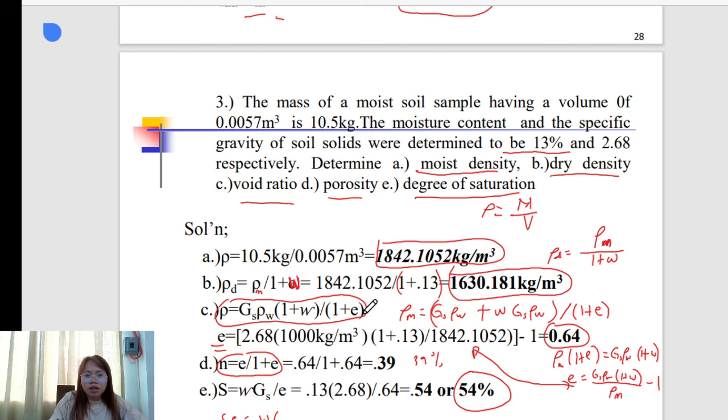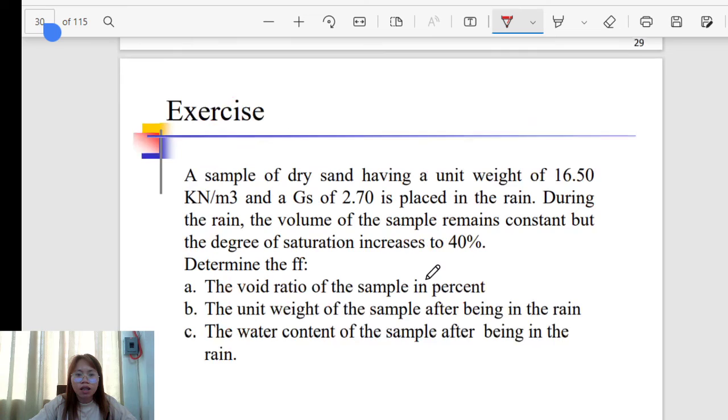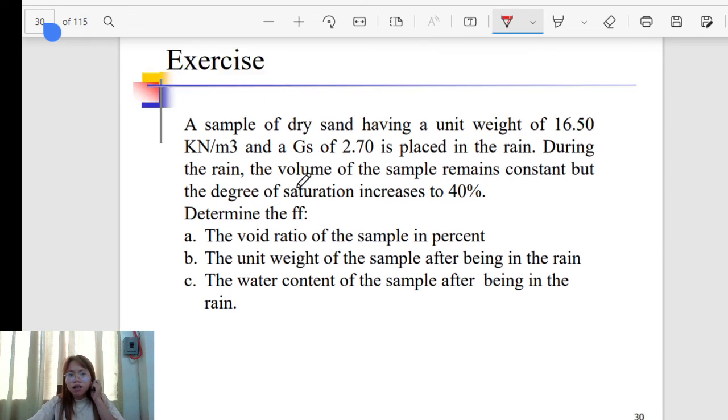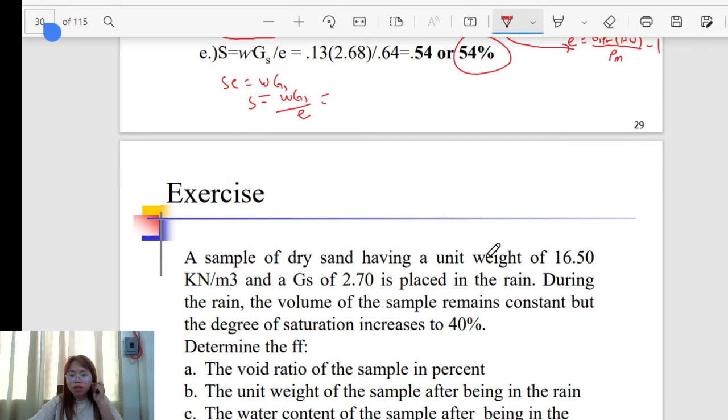Now try to solve these again so that you will understand them better. Try to solve the examples again, and you have the assignment. Kindly answer these exercises as your assignment. Put this in the Google Classroom.